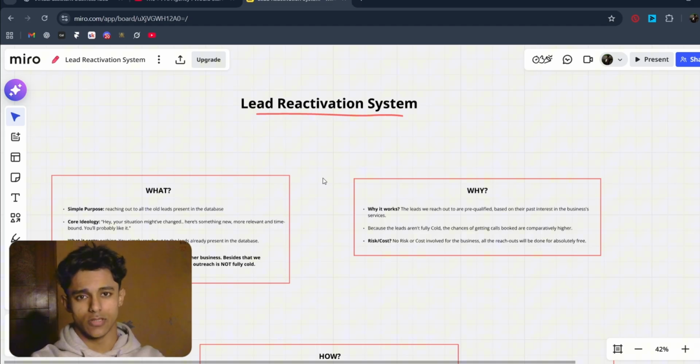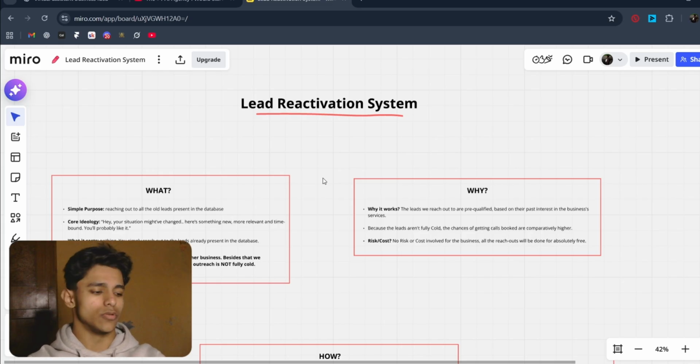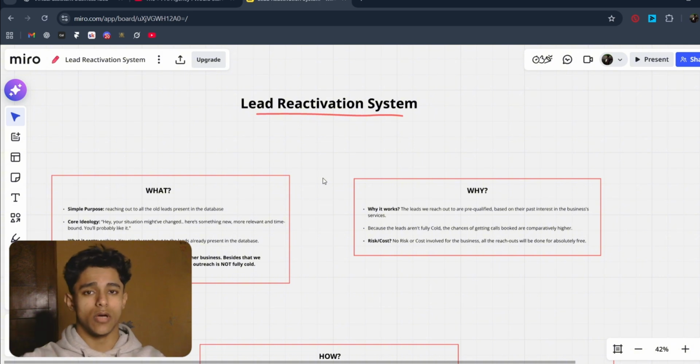This lead reactivation system. Basically, if you're a business, you already have a bunch of leads in your database which have not been contacted in a while, and which were probably contacted only 1 or 2 times. They had the potential of being converted into prospects, but due to inefficient reach out or communication between you and the lead, that's pulling the customer away from you.